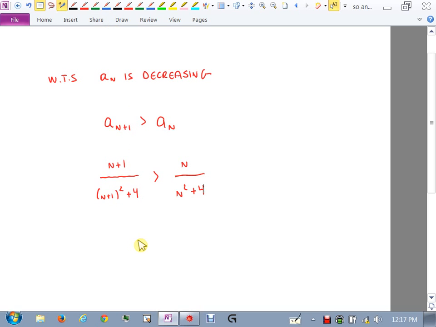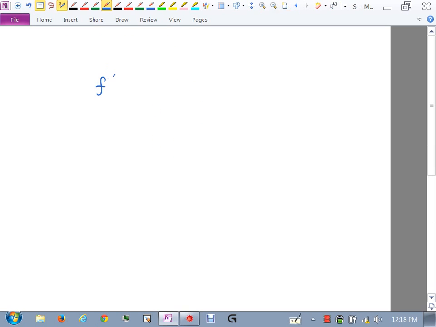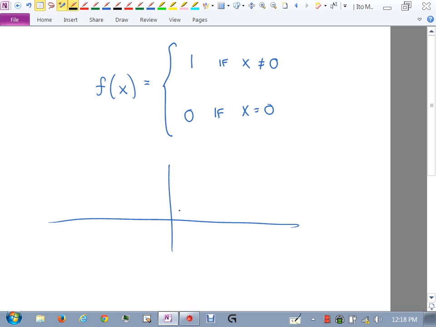Can't pick numbers. Like try some different values of n? Yeah, you could make yourself feel better, but think about it this way. In math, just how do we prove something's true? If I were to define a function, this is a bigger thing. What if I defined a function to be, I'm just defining a function here right now. It's 1 if x is not 0 and 0 if x is 0. Okay, what does this function look like? At 0, it's 0, right? Anywhere else, it's 1.